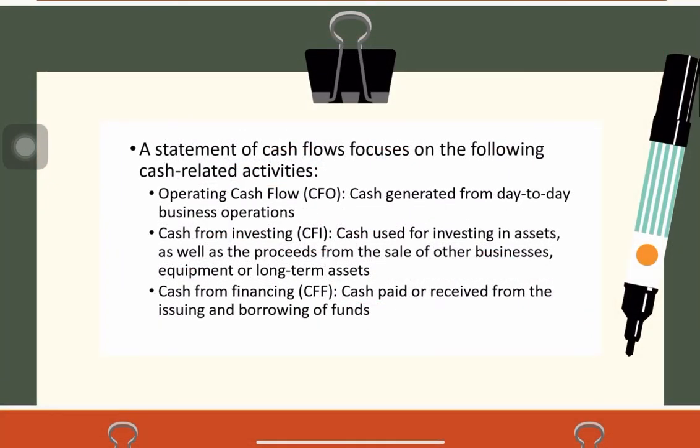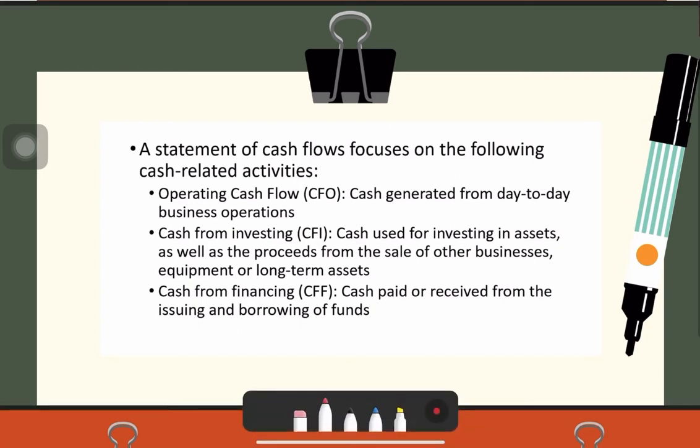A statement of cash flow focuses on the following cash related activities, just to repeat what I mentioned earlier. The operating cash flow is cash generated from day-to-day business operation. Cash from investing is used for investing in assets when we buy assets, as well as the proceeds from the sale. When we sell the assets, we get proceeds, and that is considered a cash inflow from investing. And then cash from financing is cash paid or received from issuing or borrowing of funds.